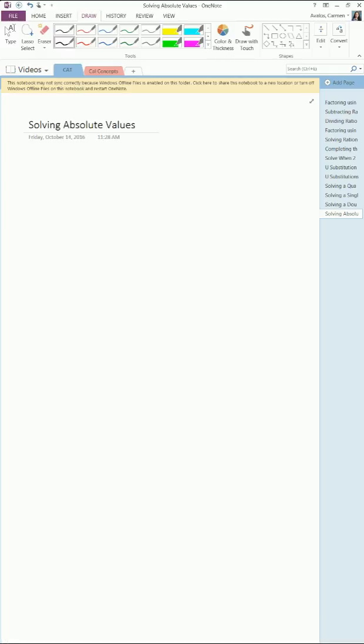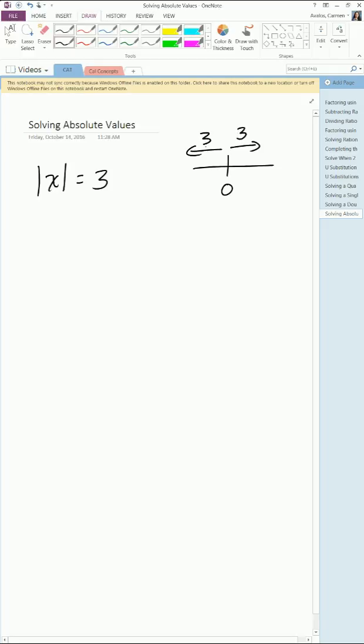We're doing absolute value. With absolute value, what it really means is that it's talking about distance. So if I had, for example, the absolute value of x equals 3, what that's saying is that if I have it on a line, this here is going to be 0, and you are walking 3 units this way, and then you're walking 3 units this way.